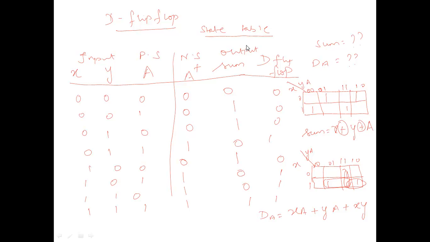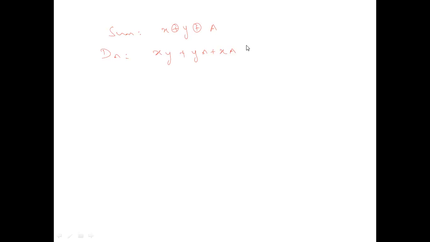Sum is nothing but X exclusive OR with Y, exclusive OR with A, you know. DA we got XY plus YA plus XA. This is the DA you are having. So, for implementing this circuit diagram, what you exactly want is one single full adder, and one D flip-flop. D flip-flop input is DA, output is A bar.